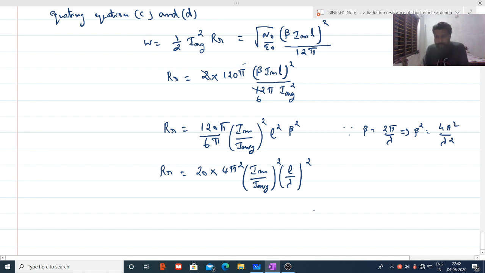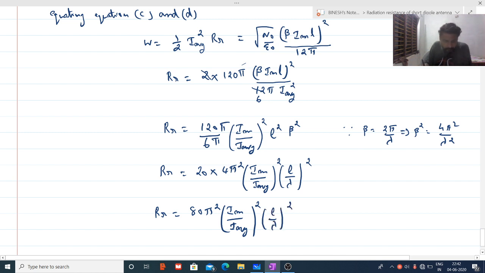So that changes the radiation resistance. It will be equal to 4 into 2 into 20 into 4, that is 80 pi square, Im by I average the whole square, into L by lambda the whole square.